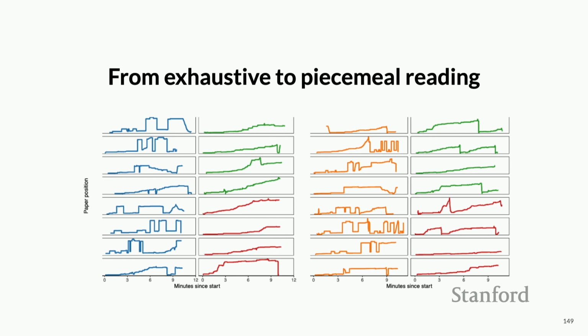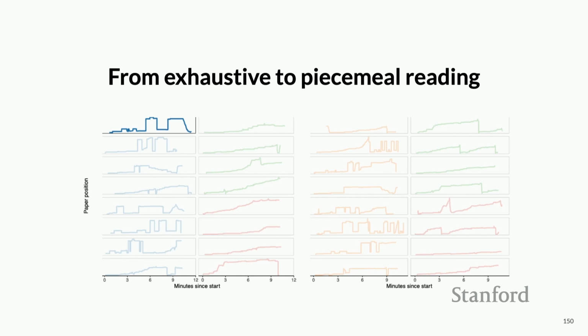So let me decompose this visualization a little bit. One of these curves is one reader on one paper. And the position on the y-axis corresponds to their position within the paper. So for this particular person, you can see that up until around minute 4 or 5 or so, they were mostly in the beginning of the paper. Then they jumped towards the end. They jumped back to the beginning, and then they jumped to the end again, and then scrolled back up to the top. So that's how to read that particular curve.